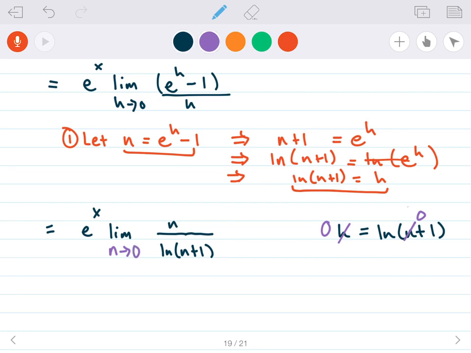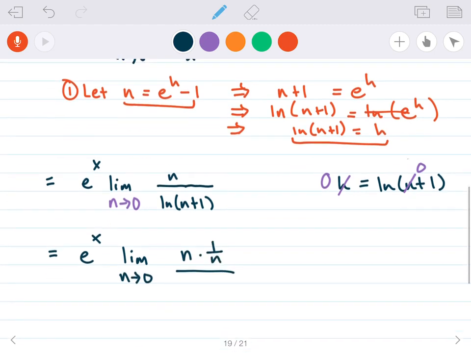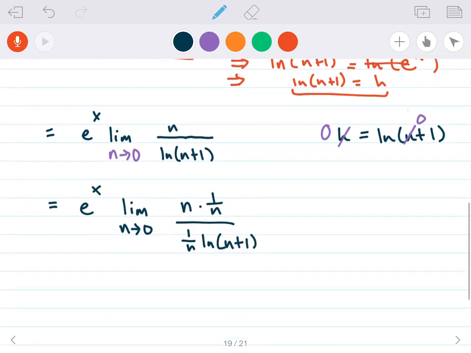And what I'm going to do next is multiply top and bottom by 1 over n. I'm allowed to do that. No one's going to stop me. Essentially I'm just multiplying by 1 when I multiply top and bottom by 1 over n. All right, so here we go. I did that. So on top, I get 1, right? n divided by n is just 1.